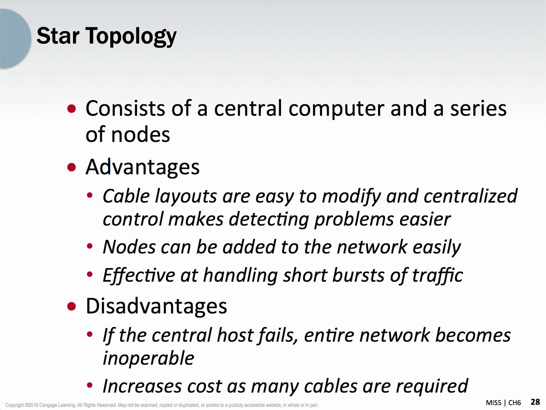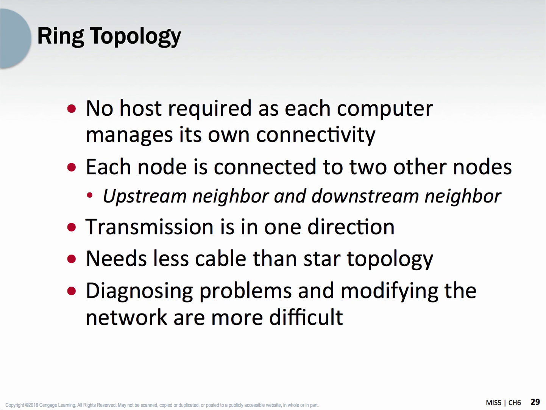Because everything's within one center of processing. And it gets more expensive as we have to connect more cables to this one thing. Now, the next one is a ring. And a ring is very similar to decentralized. There's no host. Each computer connects to the next computer. So each computer is connected to 2 other computers.